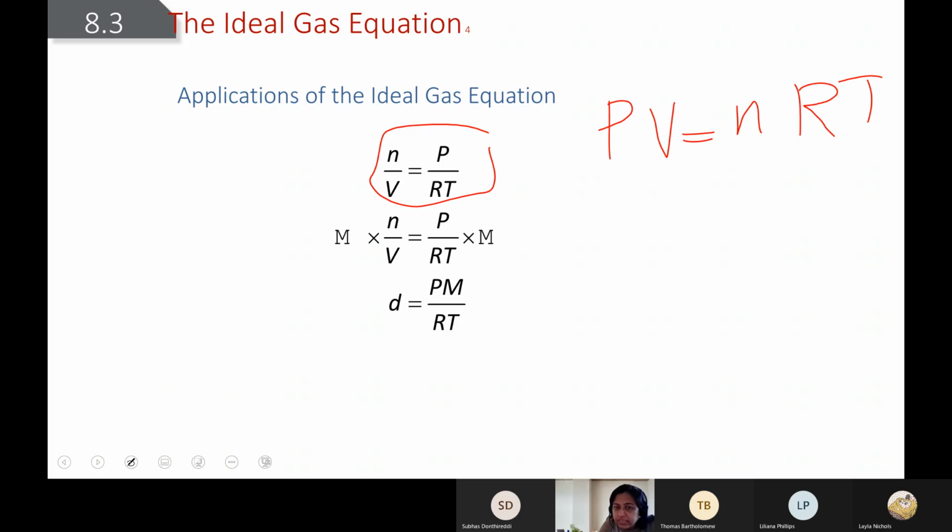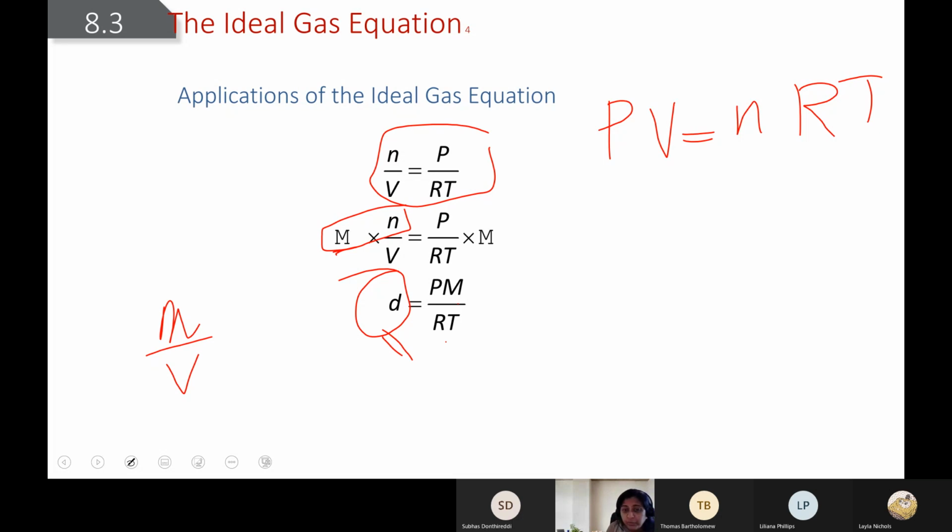So when I rearrange this equation as n over V equals P over RT, then I'm going to multiply both sides by the molar mass. What is M multiplied by n? Molar mass multiplied by n. Yes, that is the mass. What is mass divided by the volume? Yes, that's the density. So the right side of this equation will be pressure multiplied by the molar mass divided by the gas constant multiplied by the temperature. So using this equation, you can calculate the density of a gas.